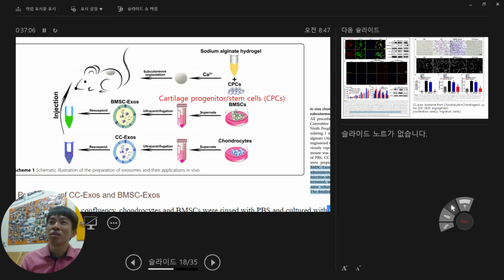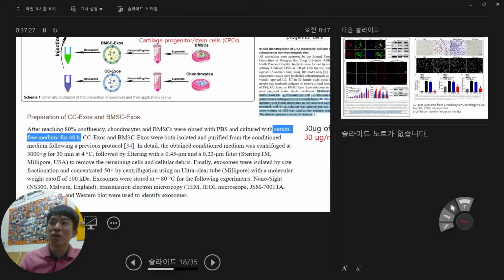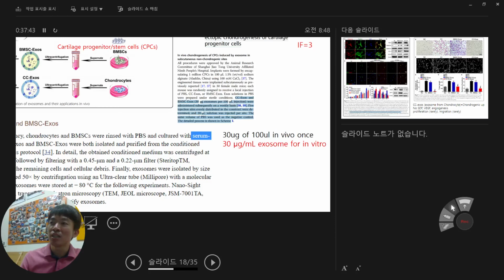They use bone marrow stem cell exosome and chondrocyte exosome, and inject them IV. So which one is better for chondrocyte regeneration? CPC is cartilage progenitor cell from the bovine. How they collect: at 80% confluency, chondrocytes and bone marrow stem cells were washed with PBS and cultured with serum-free medium for 2 days, and then they use the normal ultracentrifuge method, and inject in vivo IV 30 microgram at once, and in vitro they use 30 microgram per ml.